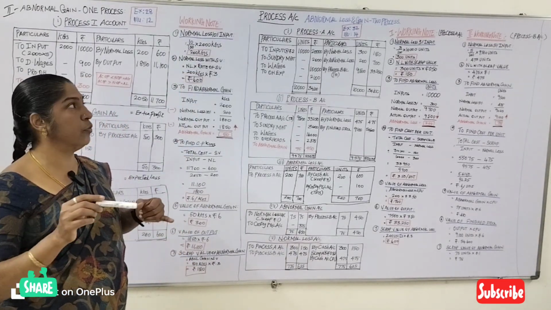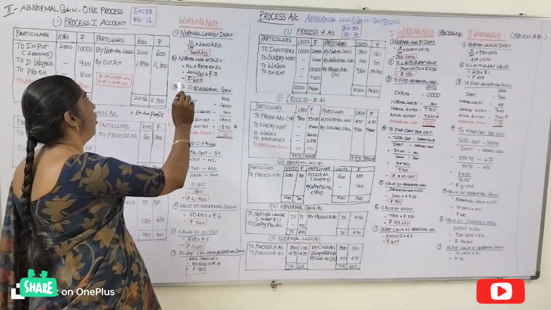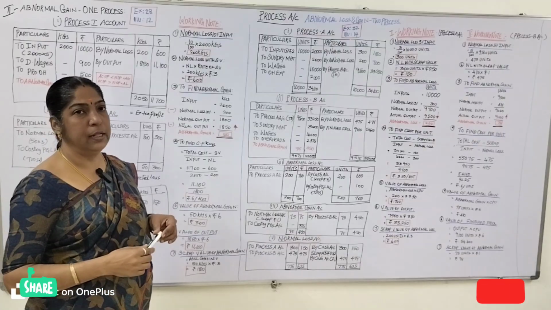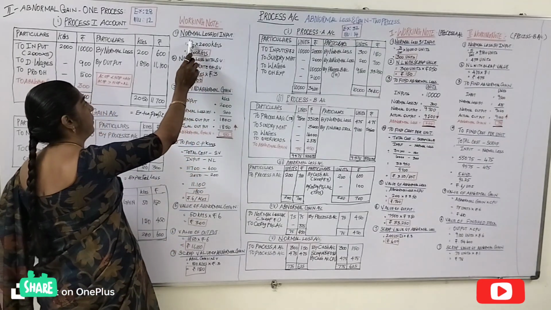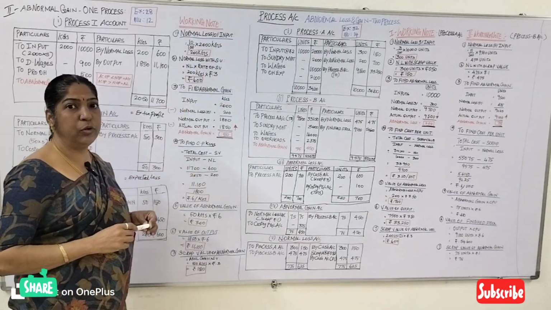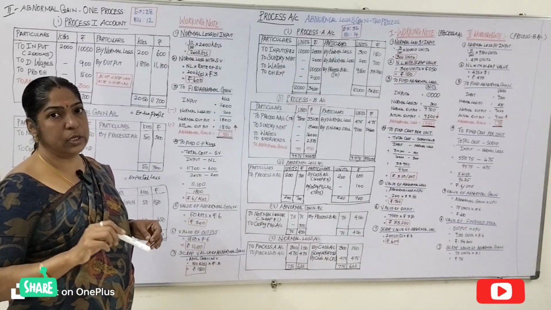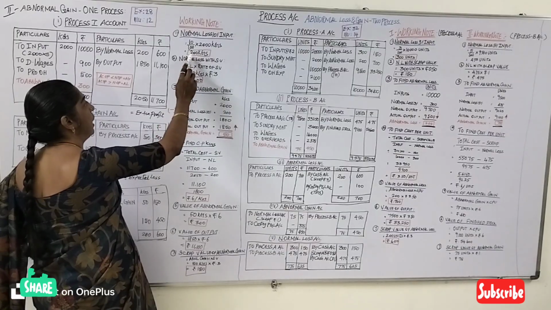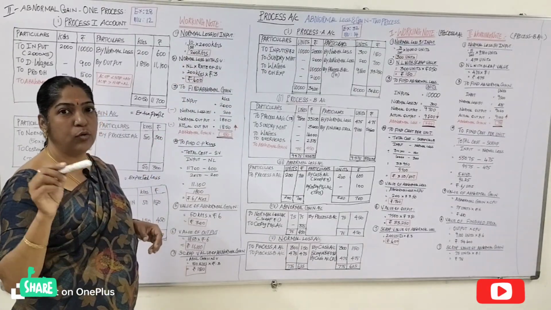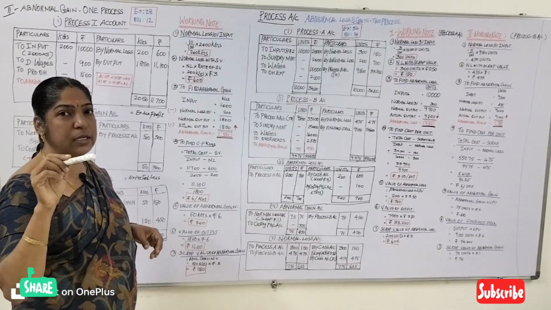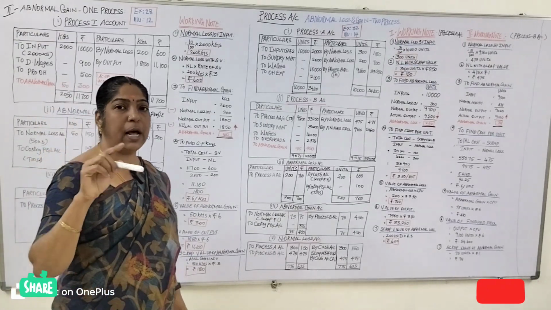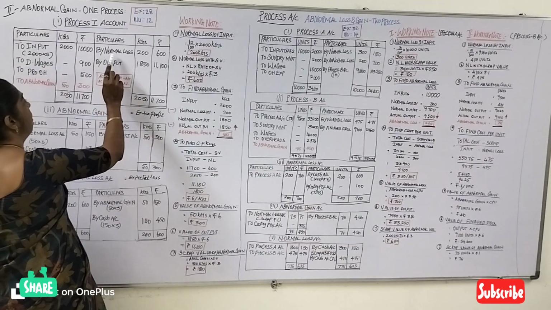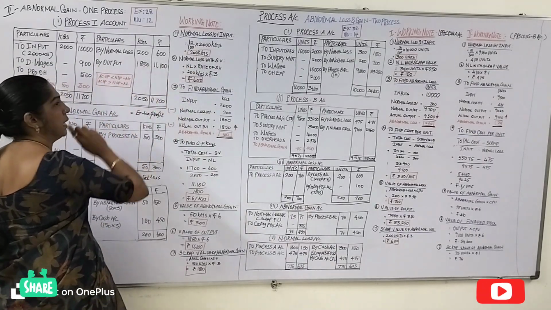First of all we are going to find out normal loss, 10% of the input. 10% normal loss means 10 by 100. How much input they given? 2000 kgs. So 2000 kgs we multiply with 10%, we will get 200 kgs. This 200 kgs is denoted as normal loss. Where will normal loss appear? Normal loss will appear on the creditor side. So on the creditor side you are going to write by normal loss 200 kgs entered.